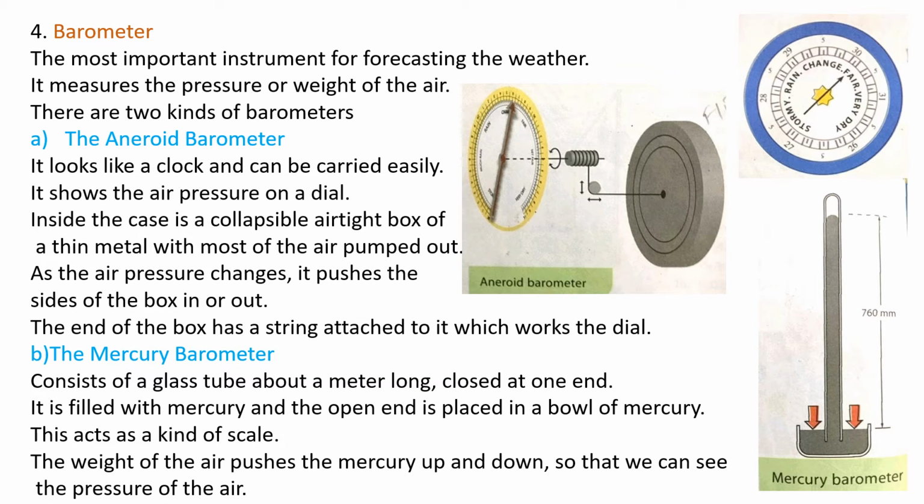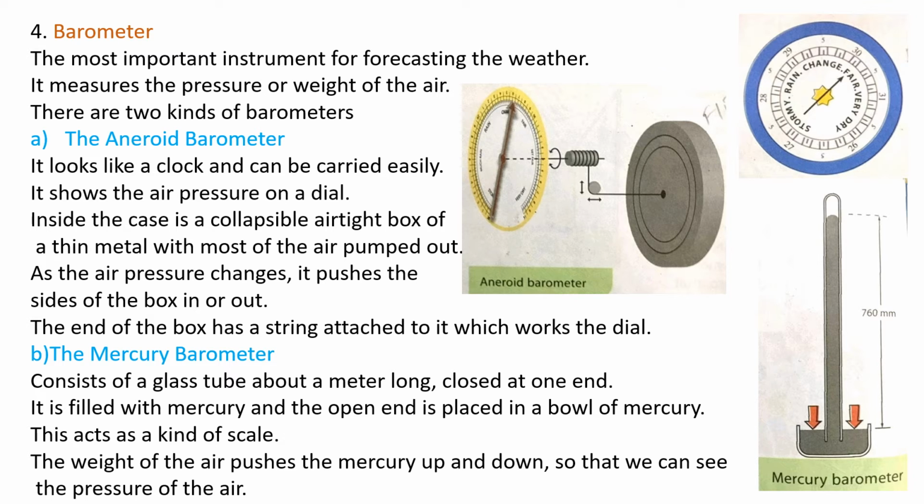Another tool which we use to measure the weather is a barometer, and it is a very important tool for forecasting the weather. It measures the pressure or the weight of the air. There are two kinds of barometer, the aneroid barometer and the mercury barometer. The aneroid barometer looks like a clock and it can be carried easily. It shows the air pressure on a dial.